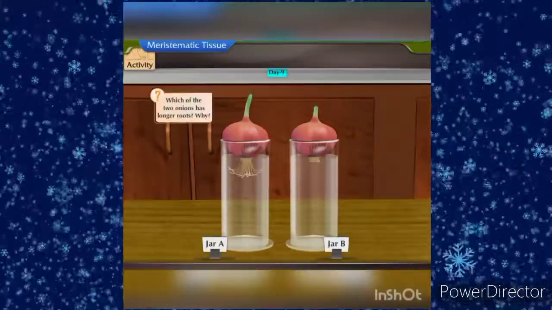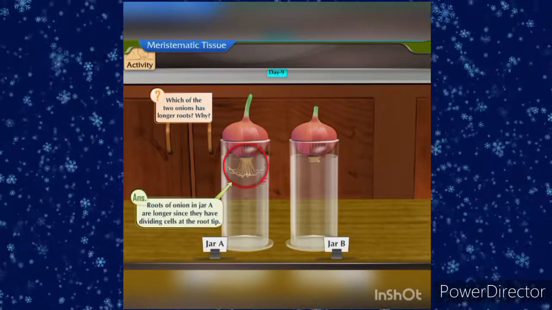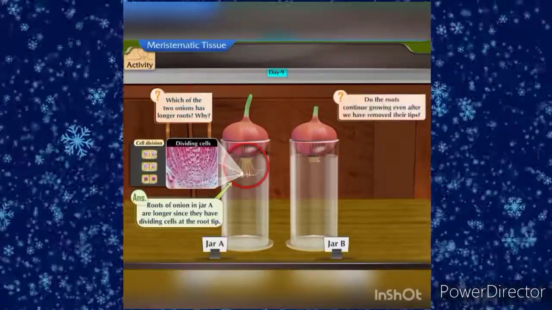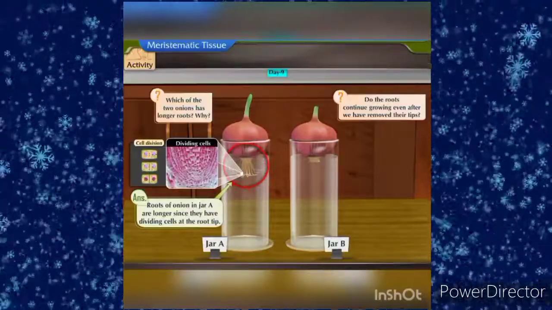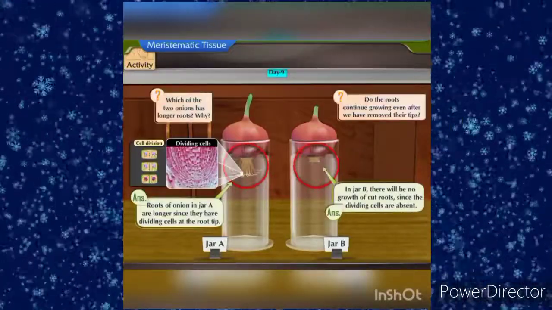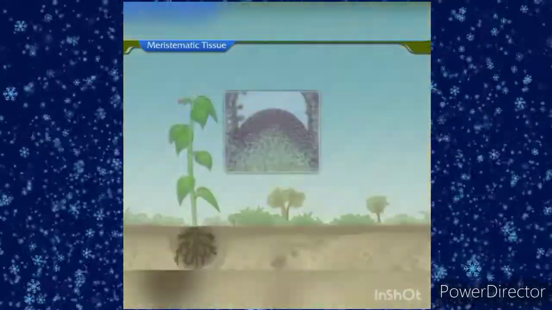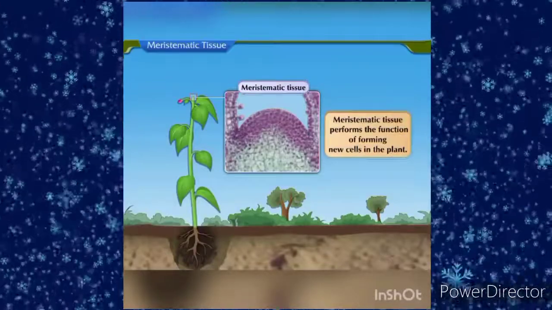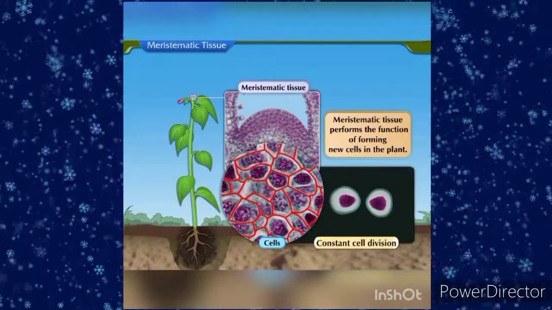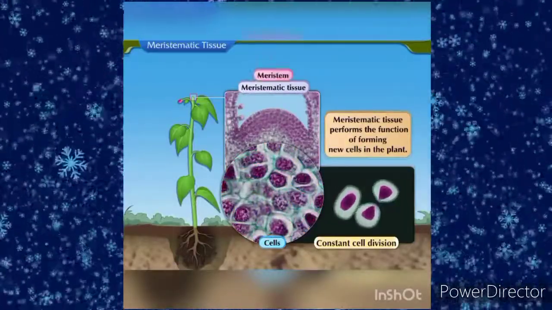Which of the 2 onions has longer roots? Why? Roots of jar A are longer since they have dividing cells at the root tip. Do the roots continue growing even after we have removed their tips? In jar B, there will be no growth of cut roots since the dividing cells are absent. Meristematic tissue performs the function of forming new cells in the plant. The cells of this tissue divide constantly. That is why this tissue is called meristematic tissue or meristem.